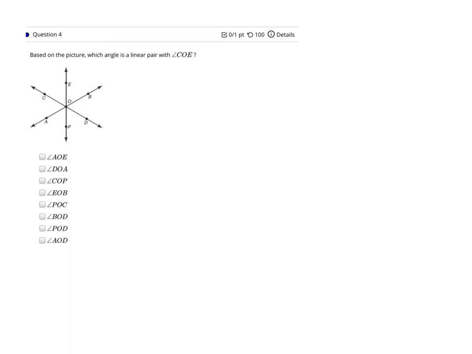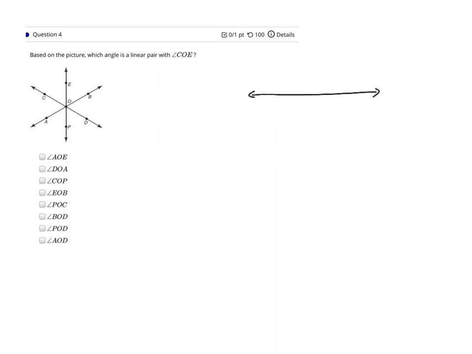Hello everyone, Mr. Geislart here, and this is question 4 on homework 1, which is basic angles. One of the pairs of angles we have is called a linear pair. A linear pair is just when you have two angles that share a line.